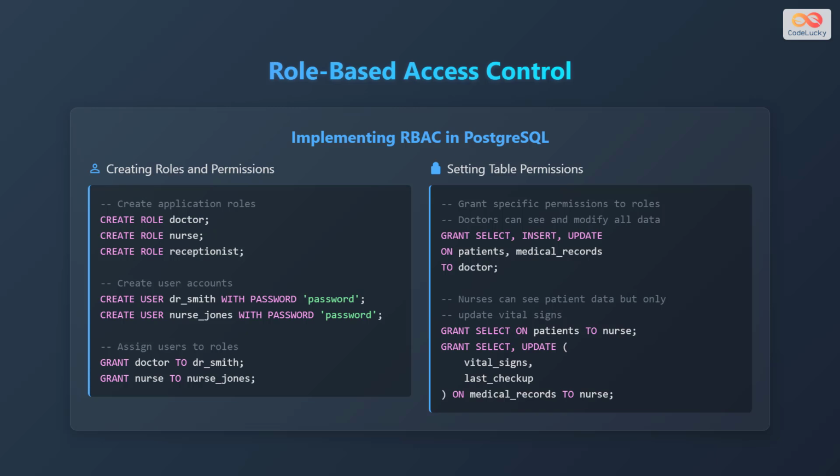Now let's set some table permissions. Doctors can see and modify all data. Nurses can see patient data but can only update vital signs. These grants ensure that each role has appropriate access levels, limiting the risk of unauthorized data access.